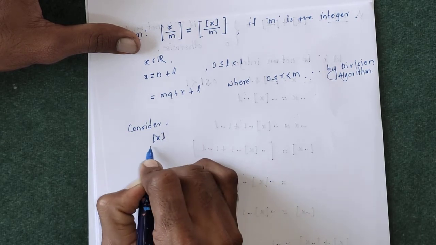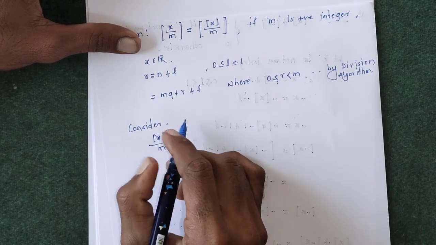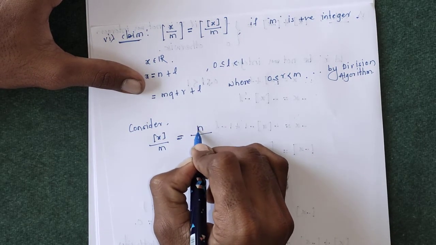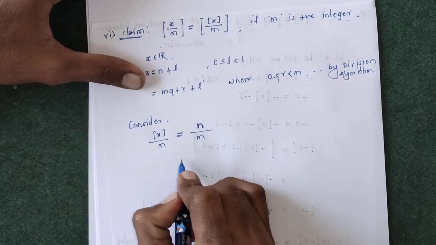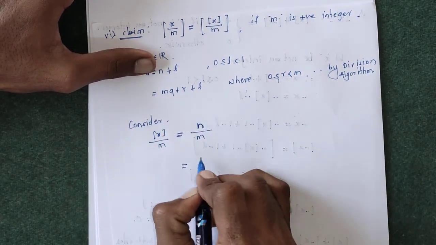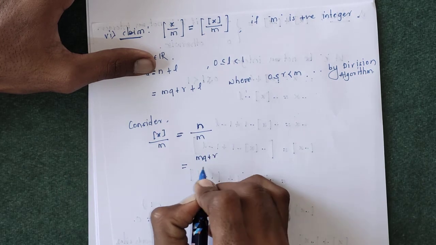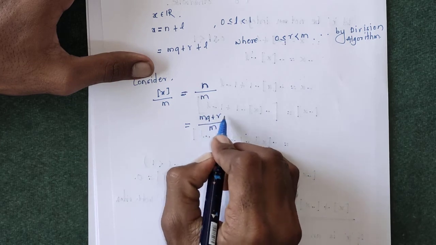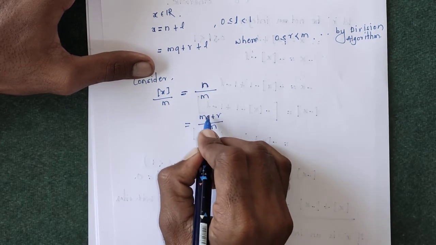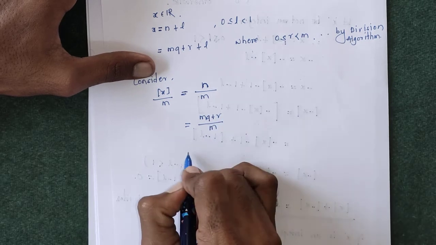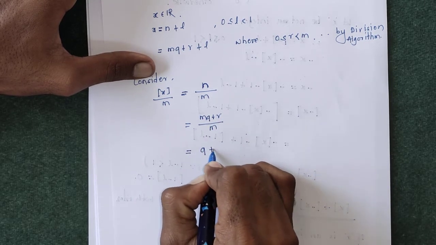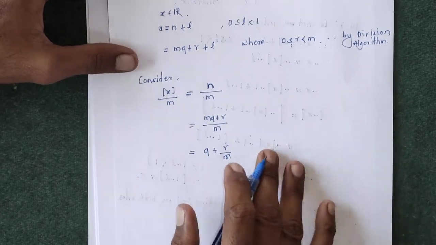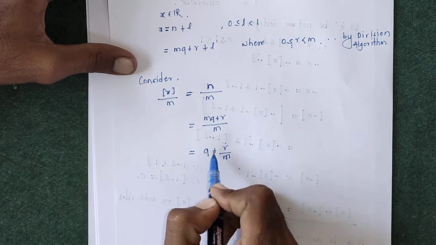Integral part of x by m is equal to, here the integral part of x is equal to n, so we can write it as n by m, and n is equal to m cube plus R, so we can write it as (m cube plus R) by m. If we divide this addition separately, first m cube by m plus R by m, m gets cancelled, so q plus R by m. So integral part of x by m is equal to q plus R by m.